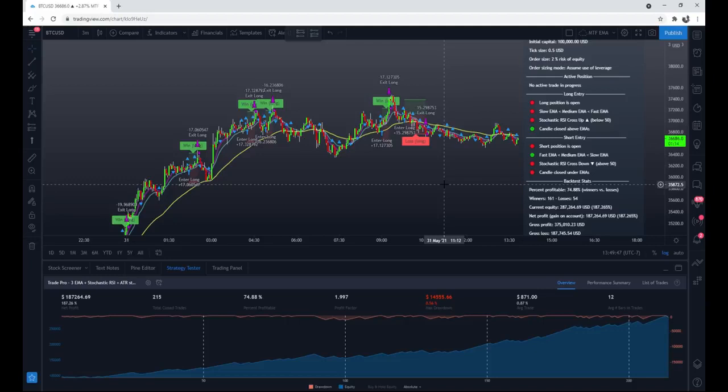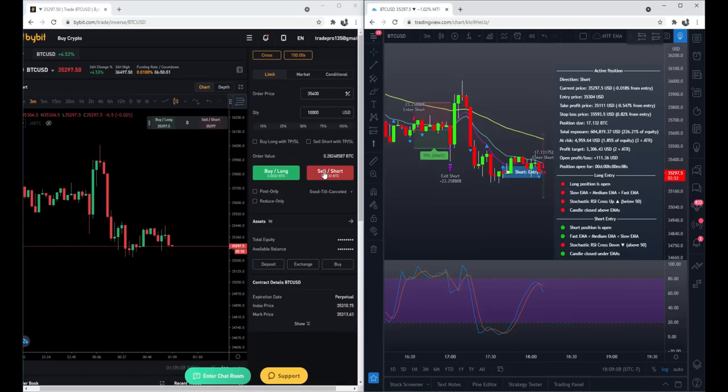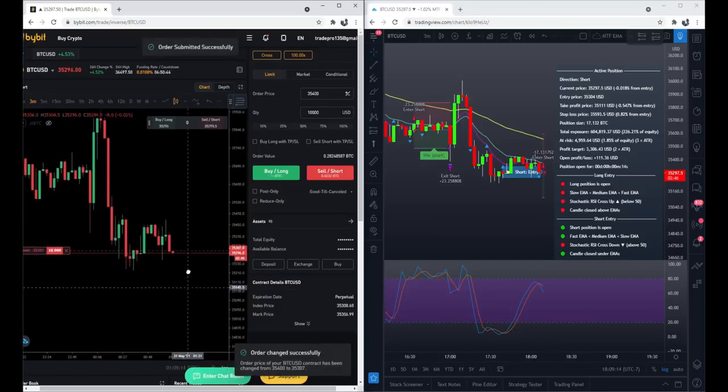Of course, the last script was the Ichimoku script, and that one was cool as well with all the different settings. This one is great as well. So I'm going to go ahead and play the live trade that I took with the alert based on this script. As you can see, I'm about to place a limit order here as the script gave an entry signal for a short.